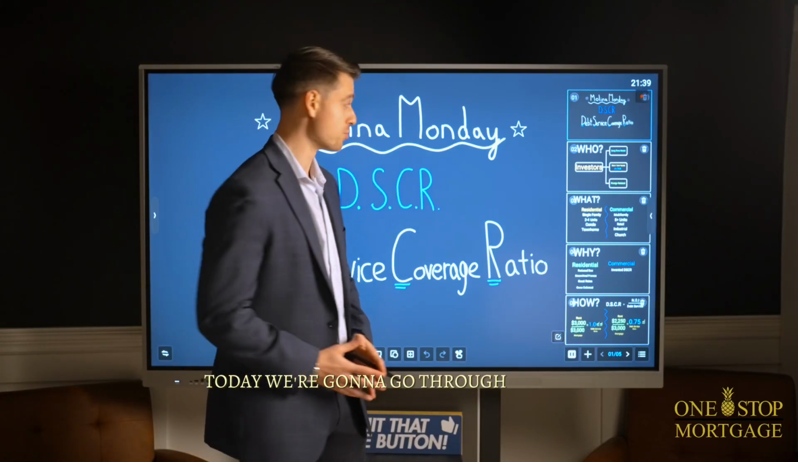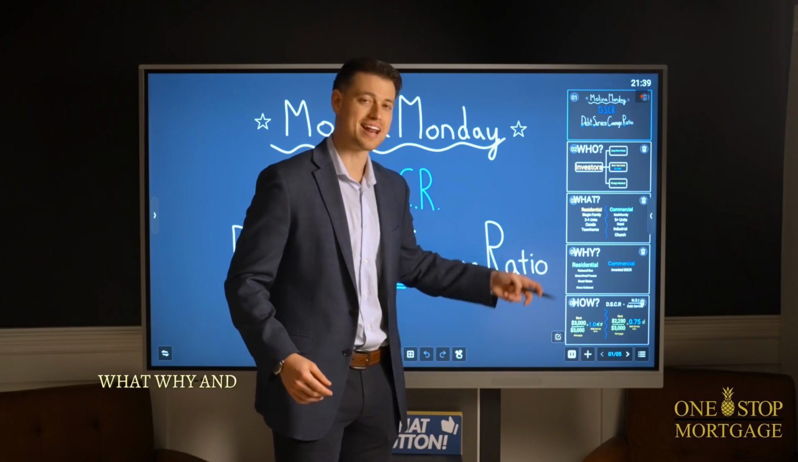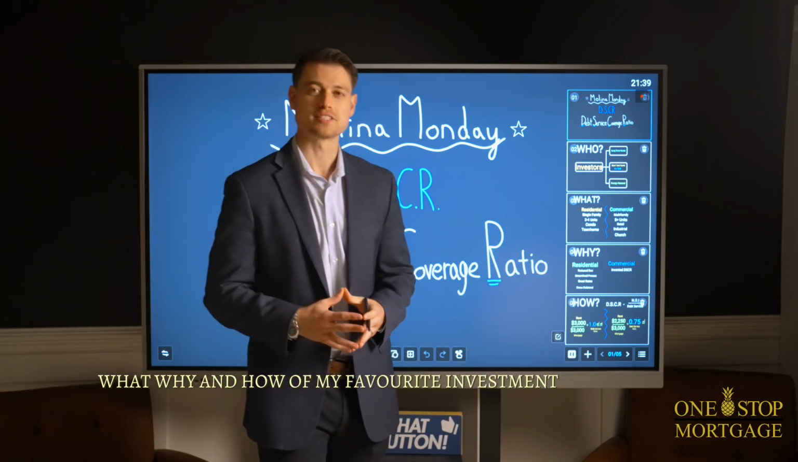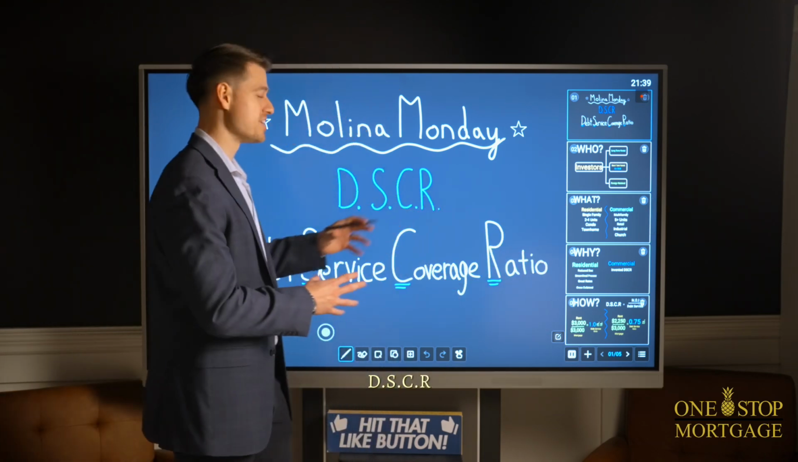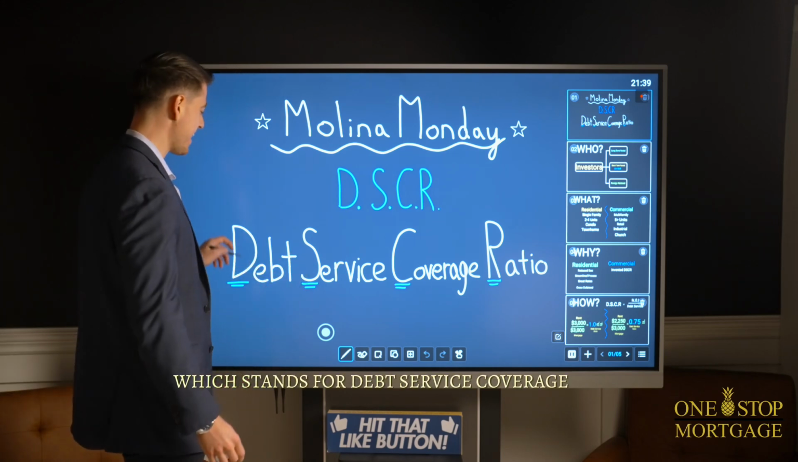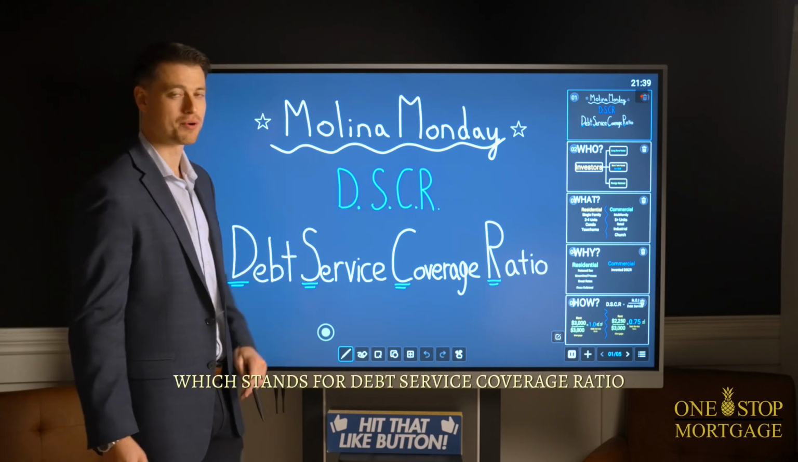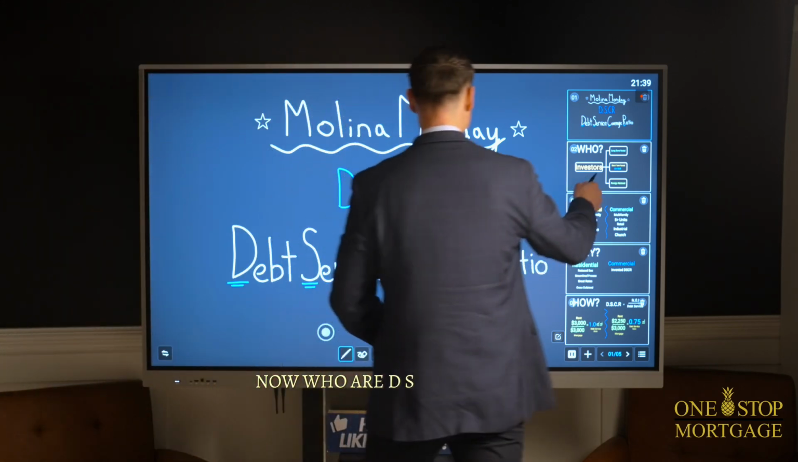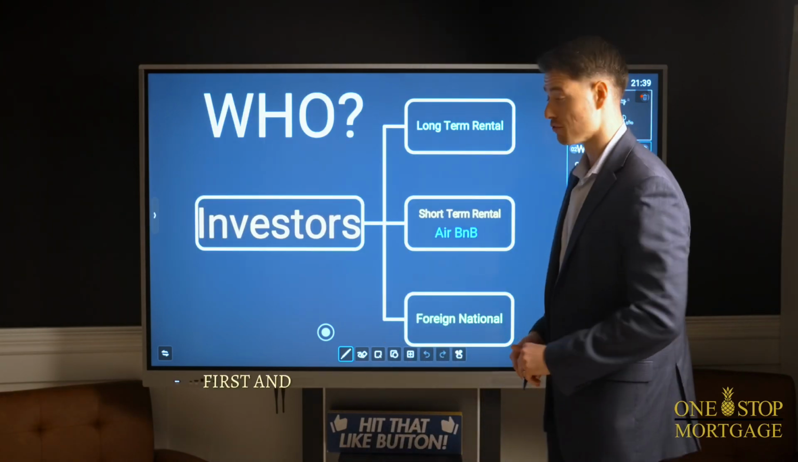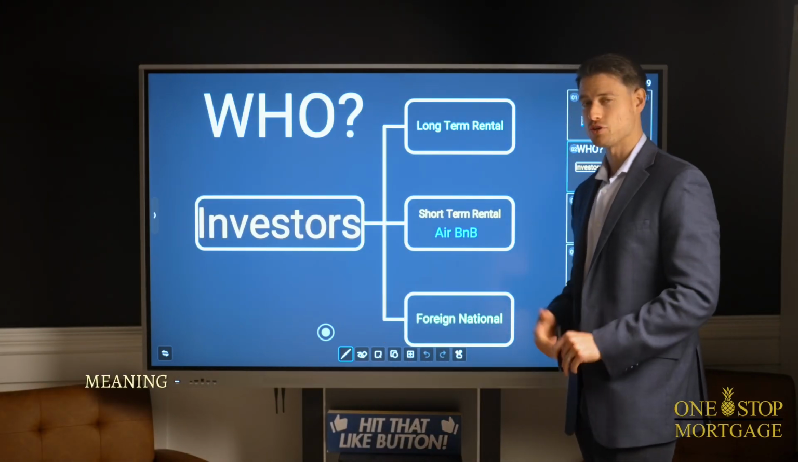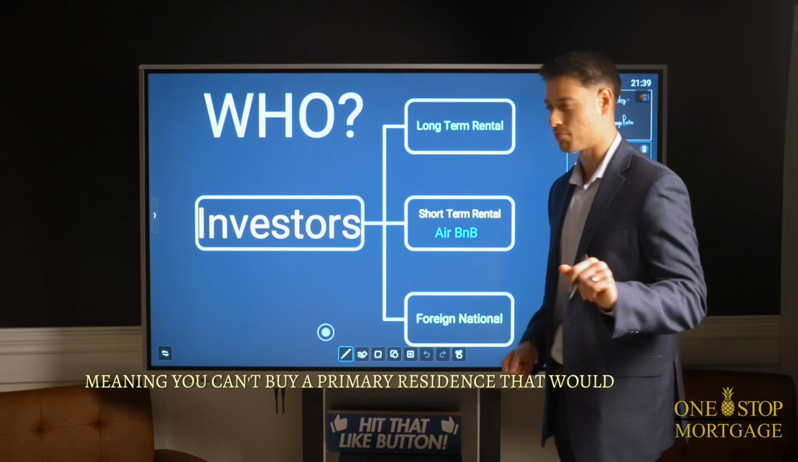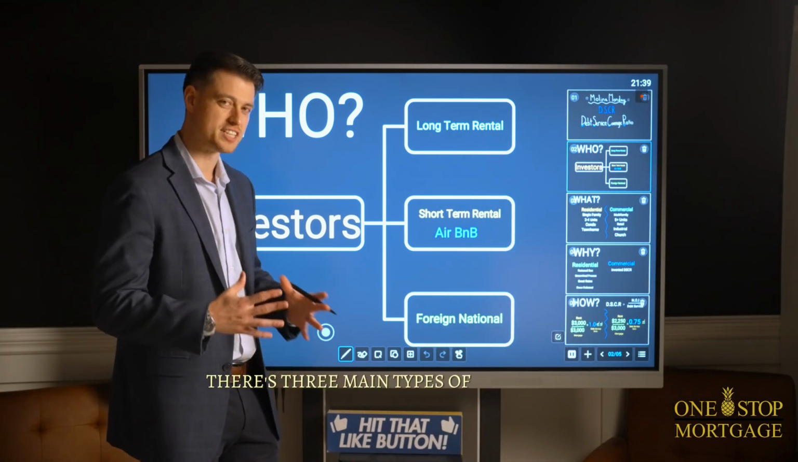Today, we're going to go through the who, what, why, and how of my favorite investment property loan, DSCR, which stands for Debt Service Coverage Ratio. Now, who are DSCR loans for? First and foremost, they're for investors, meaning you can't buy a primary residence. That would be illegal. There's three main types of DSCR loans.